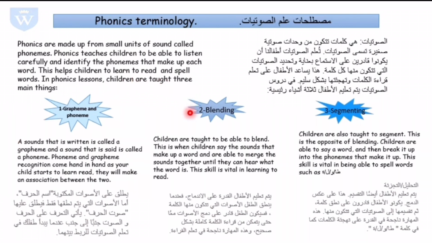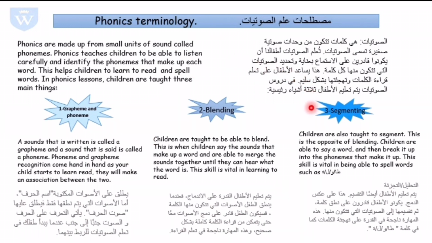The second is blending. Children are taught to be able to blend. This is when children say the sounds that make up a word and are able to merge the sounds together until they can hear what the word is. This skill is vital in learning to read.